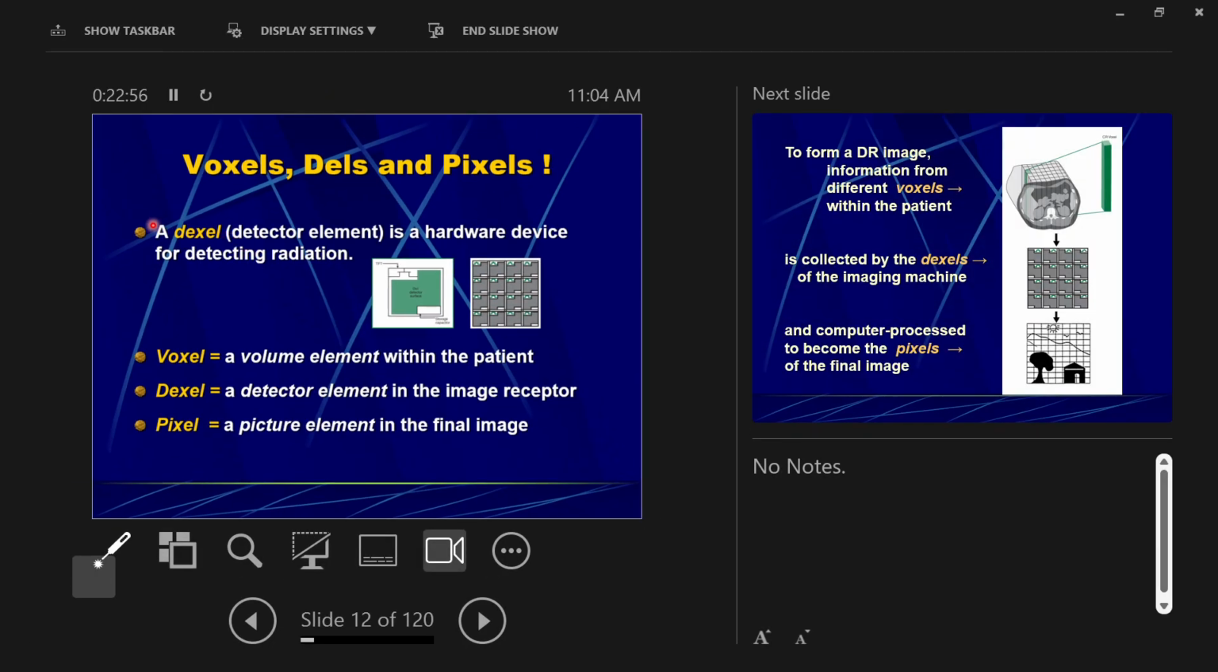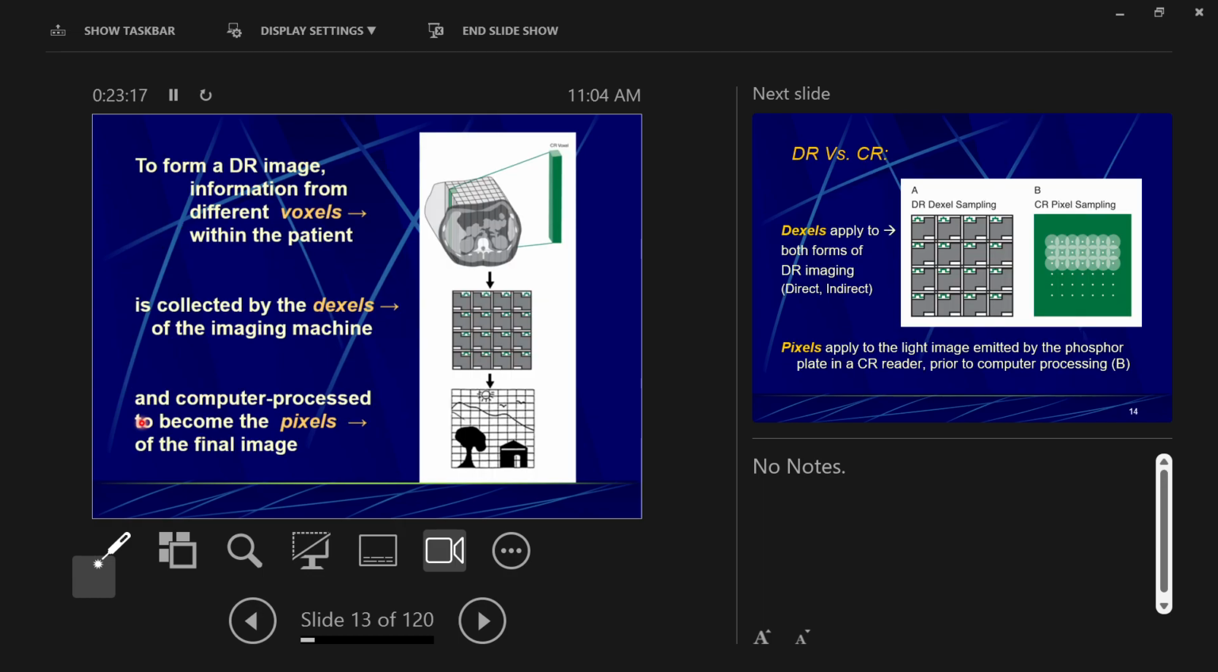So let's say it in another way. A DEC cell is a hardware device built into the plate, used for detecting radiation. A voxel stands for volume element, and that corresponds to a column of tissue in the patient. Detector elements, DEC cells, set up here. Pixels, picture element in the final image. You can think about them like this. There's your column of tissue or your voxel. The amount of the radiation passing through one voxel of the patient exposes, let's say to make it easy, one DEC cell on the receptor, okay? And that one DEC cell on the receptor will correspond to 1 pixel on the screen, roughly speaking.